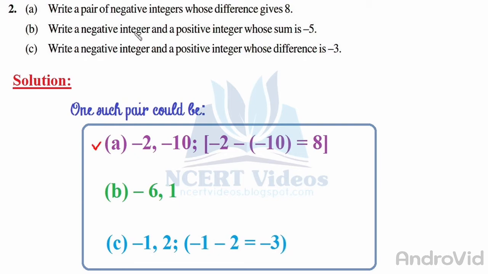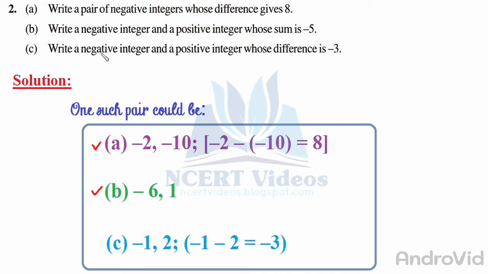Now B part, write a negative integer and a positive integer whose sum is -5. Now we are asked to find negative integer and positive integer. So let's take -6 and +1 as two negative integer and positive integer. Now whose sum? When we add it, signs are different, we subtract them actually, and sign comes of greater number. Therefore 6 minus 1 is 5 and sign comes of greater number, that was minus in this case.